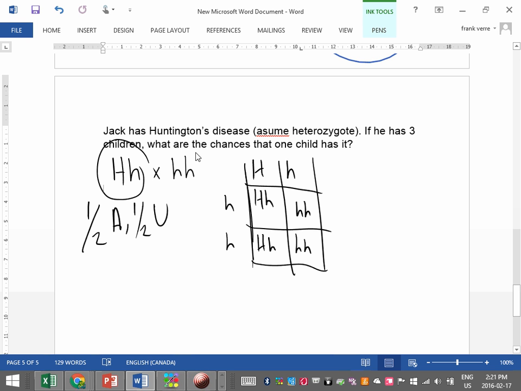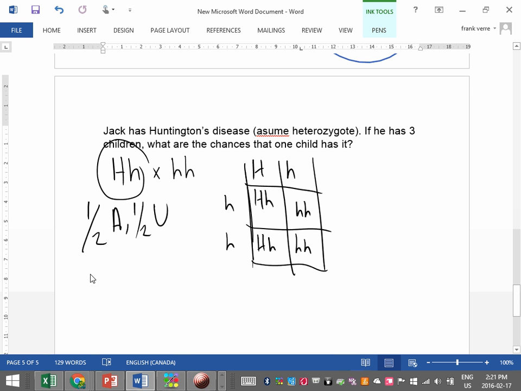What are the odds that 1 child has it? Okay? Now be very careful with the way the question is worded. I have a feeling tomorrow the biggest problem for you guys is the wording of the question. I'll show you what I mean by that after. Okay? Let's just solve this question first.